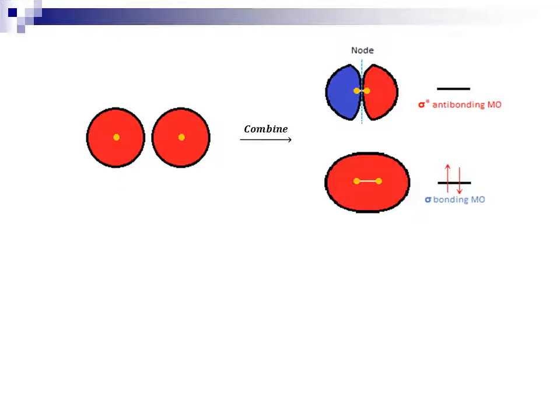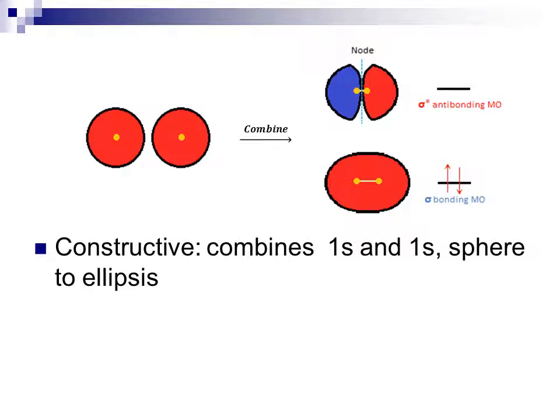So looking at an example of combinations by MO theory, if we take two s orbitals and combine them together, we're going to get two possible configurations, one which is constructive and one which is destructive. The constructive combination combines the two 1s orbitals and goes from two spherical orbitals to an elliptical orbital, which has a larger region of electron density around the two atoms that are bonding.